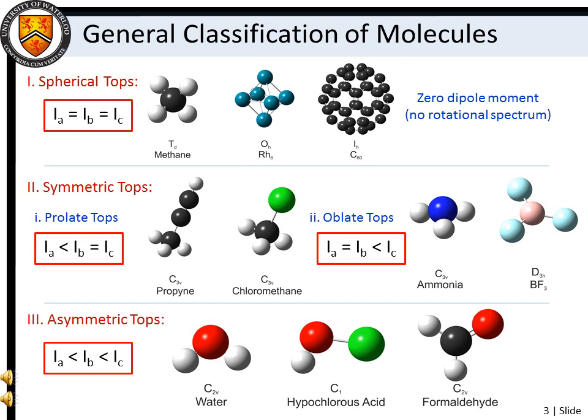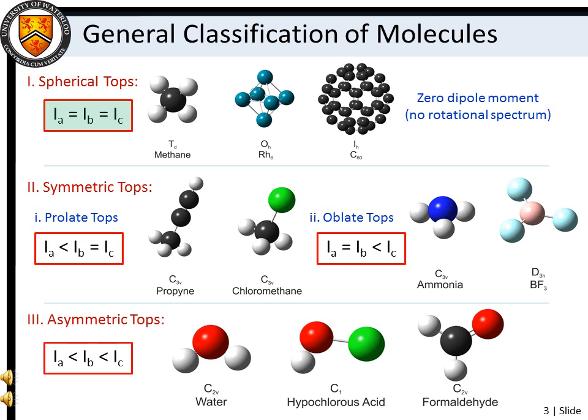Molecules in which all three moments of inertia are equal are known as spherical tops. Spherical top molecules are highly symmetric species, so they have no permanent dipole moment. As a result, spherical top molecules do not exhibit a pure rotational spectrum.